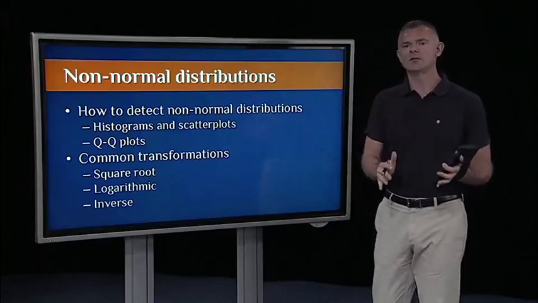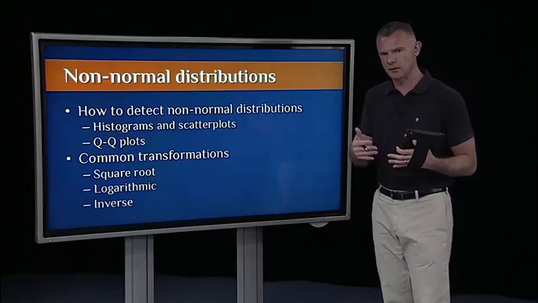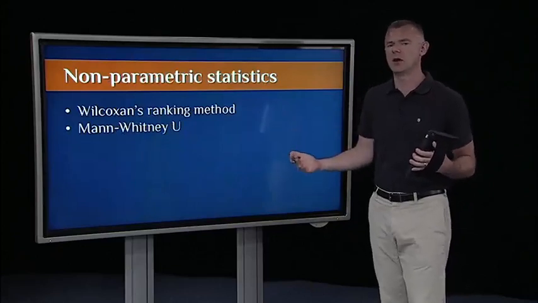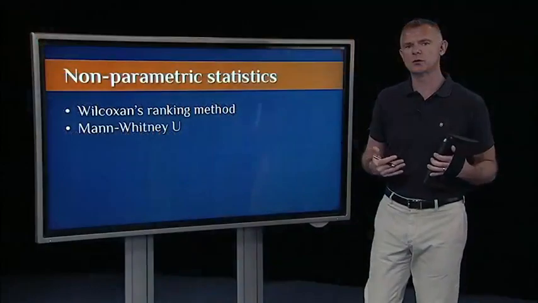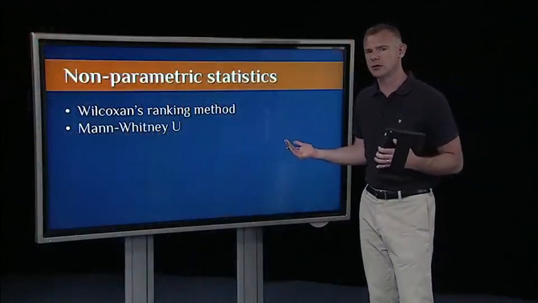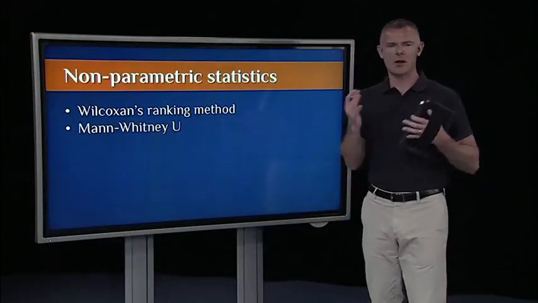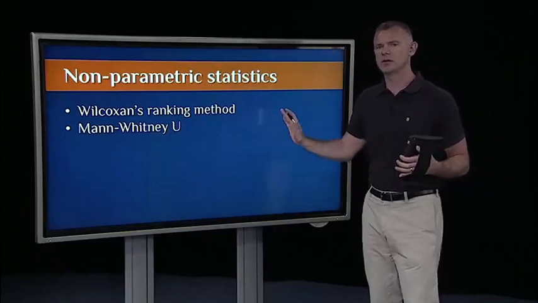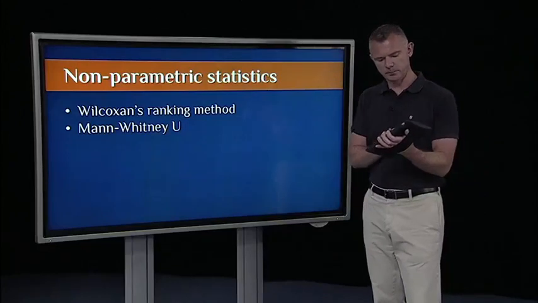Now, of course, sometimes we could not apply a quick fix. We just couldn't get past the violations of assumptions. So that's when we finally turned to non-parametric procedures, such as Wilcoxon's ranking method, Mann-Whitney's U. Those were the two that I illustrated in lecture. But remember, there are non-parametric procedures that correspond to all the parametric procedures that we covered in this course. So again, if you're interested in those, I suggest an entire course on non-parametric statistics.